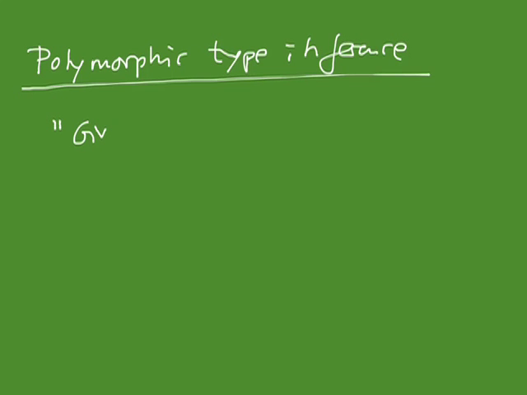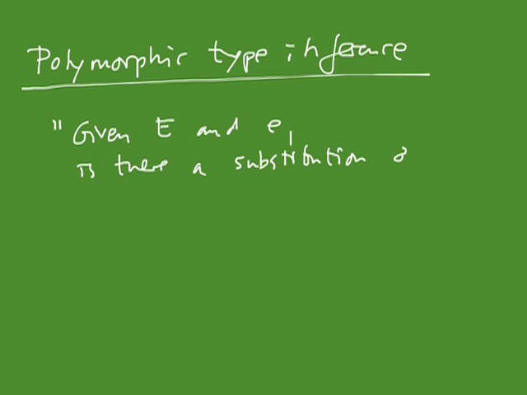Given a type environment E and an expression E, is there a substitution sigma and a type T such that E has type T in sigma of E.